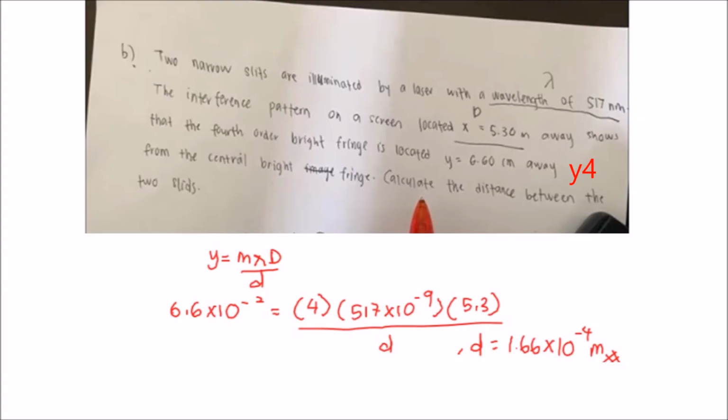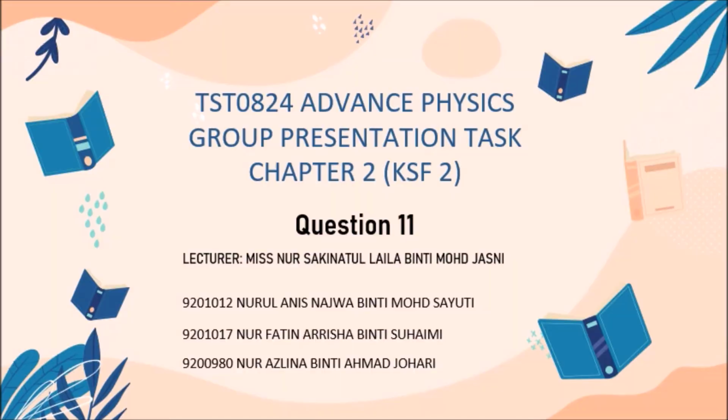Since the fourth order bright fringe from the central bright is y4, thus we use this equation y equal to m lambda D over d, and substitute the value, then we will get the value of d equal to 1.66 times 10 to the power of negative 4.